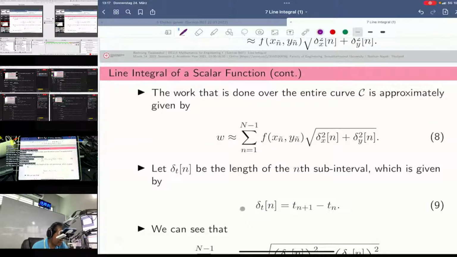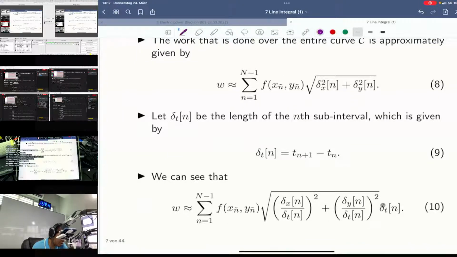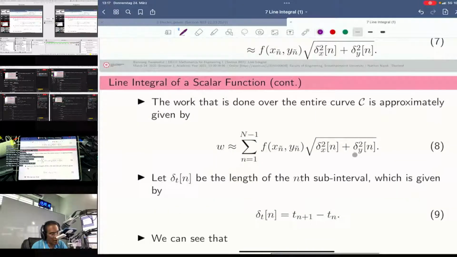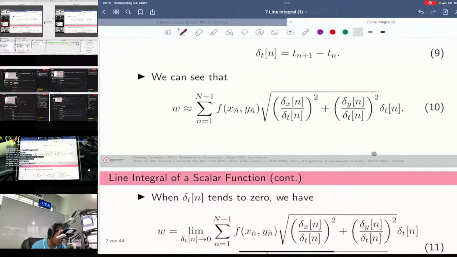And if we consider delta t as t at n plus 1 minus t at n, we could see that delta t appears here and also appears as the denominator, but inside the square root it should be squared, right? So we have delta t squared at the denominator and delta t outside this. And once we take delta t to approach 0, it's an infinitesimal quantity. This is the idea from calculus.